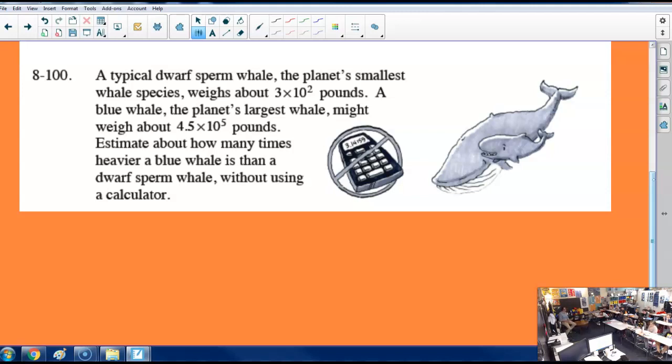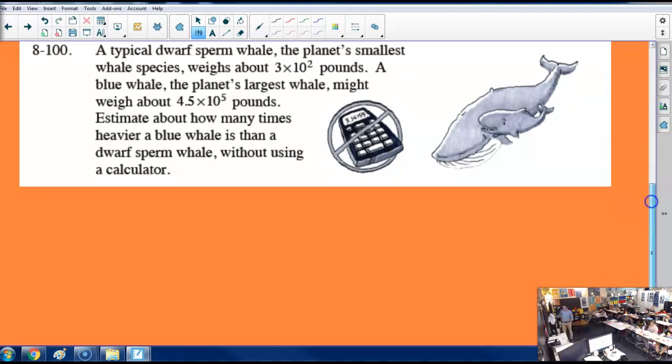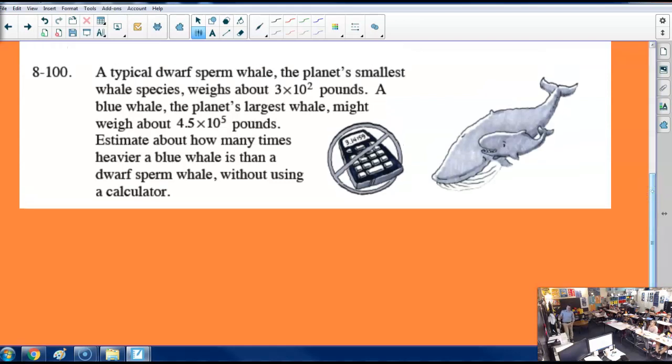Work with each other. I'm going to say probably 2 minutes, maybe. Doubt you even need that long. But grab a calculator if you need. How are we going to compare these two? Your number should be greater than 1 because we're comparing the blue whale to the dwarf whale, right? So we're talking about a ratio, blue compared to dwarf. I don't want an answer right now. I want you working with each other.